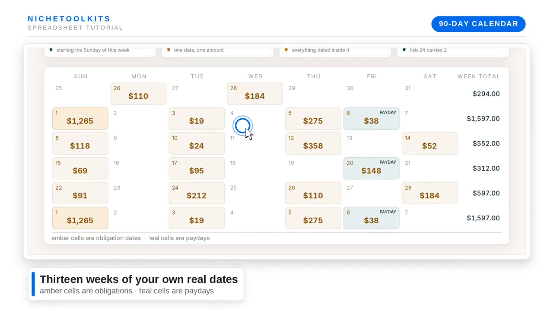This is 90 days of your own dates. Amber is something leaving, teal is a payday. And the shape is immediate. A fortnight where very little happens, then a week where the rent and 3 other things all land together. That is the first win, and it took about 10 minutes.